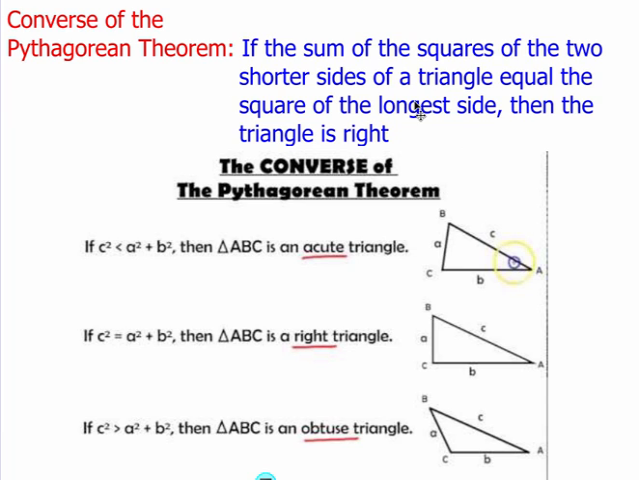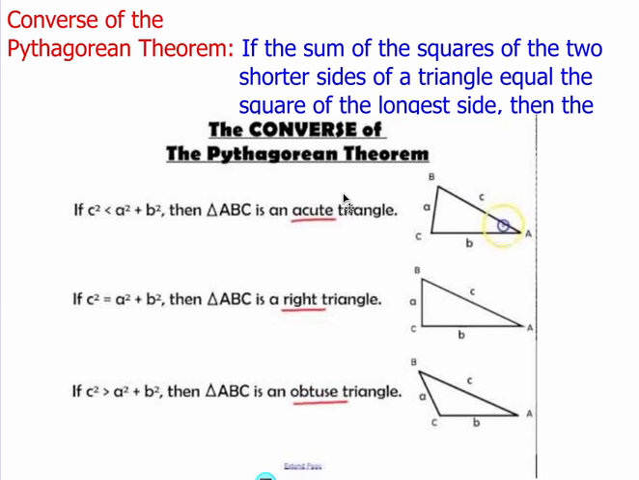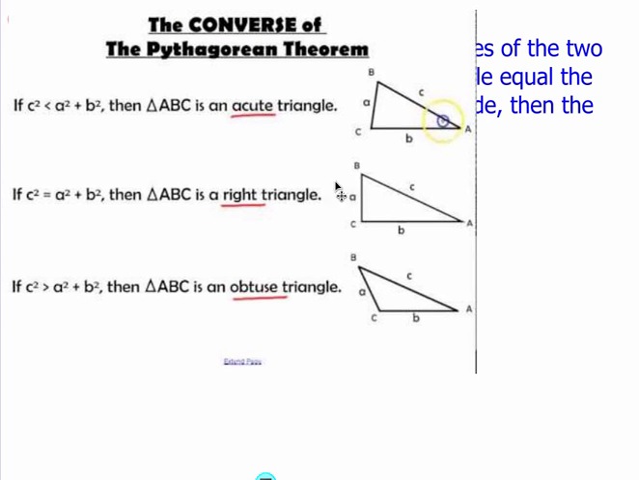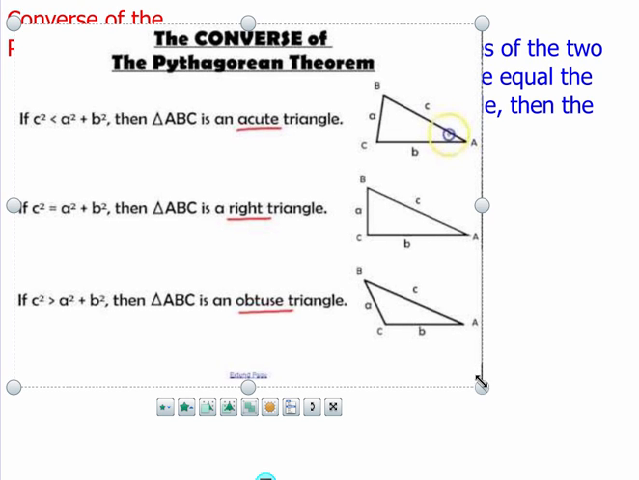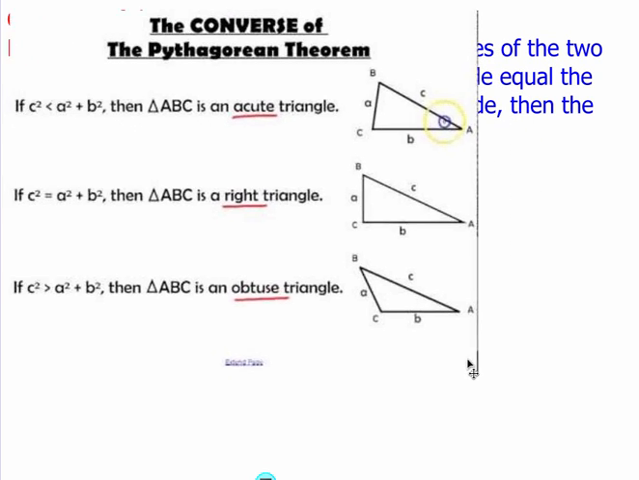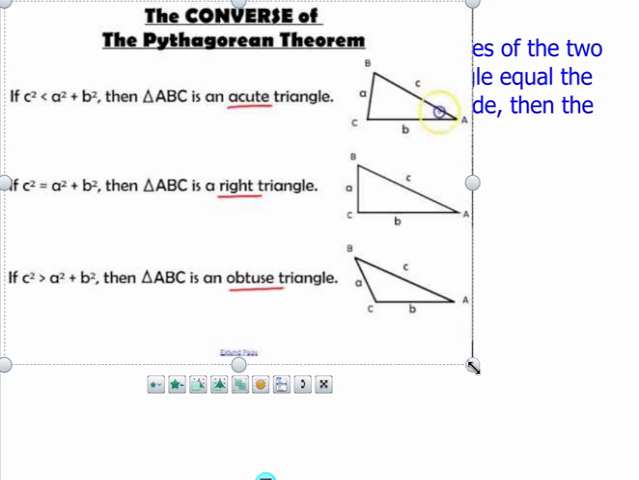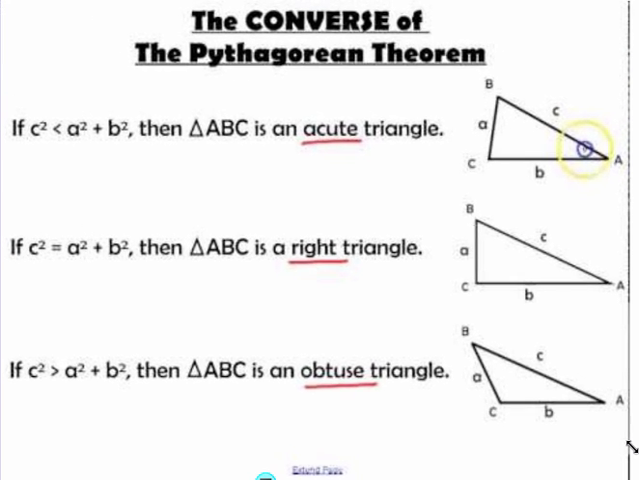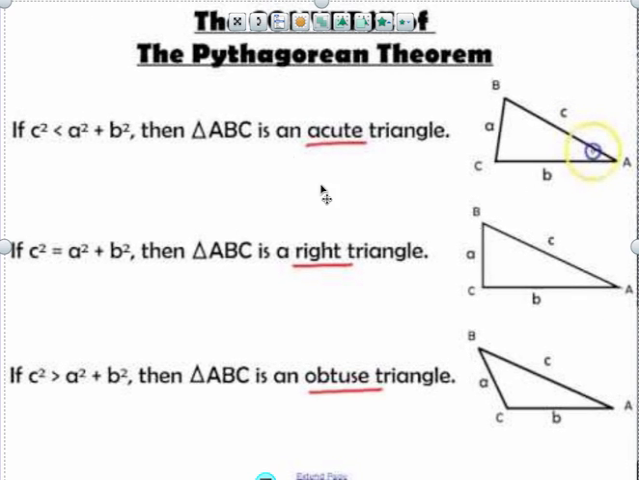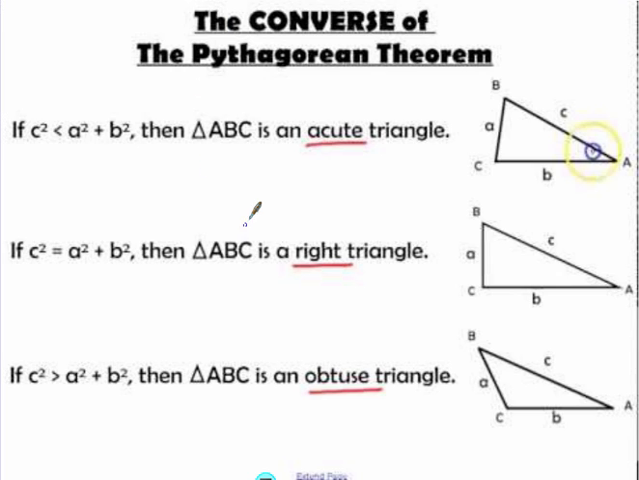All right, so instead of saying, well, we know it's a right triangle, so a squared plus b squared equals c squared, we're saying that if a squared plus b squared equals c squared, then we've got a right triangle. And this converse has some other implications that are important. And that is that I can use the relationship between the side lengths to determine what type of triangle I'm dealing with.